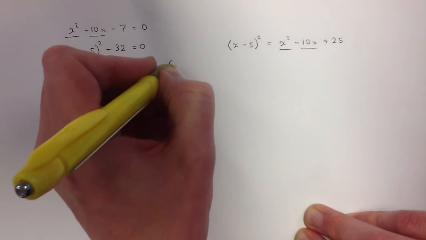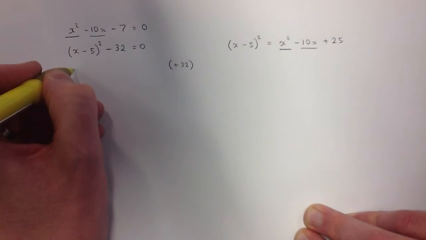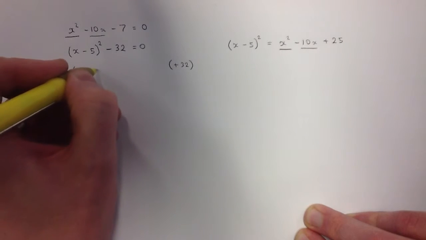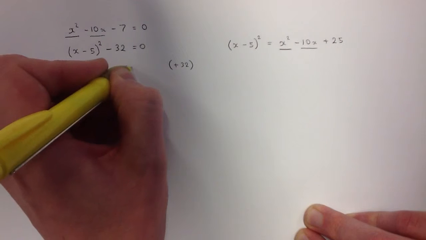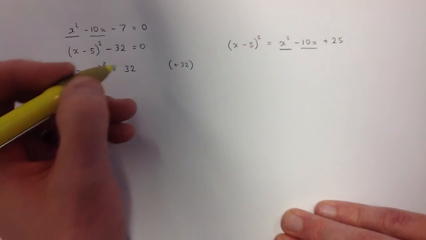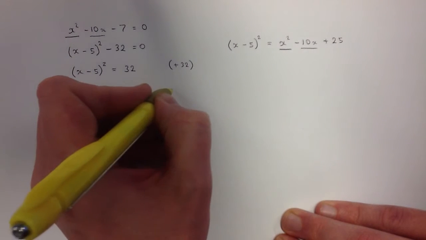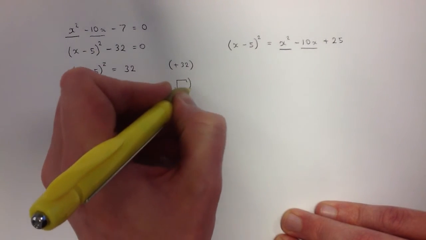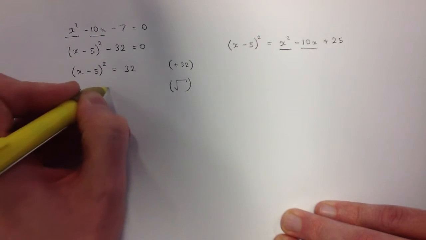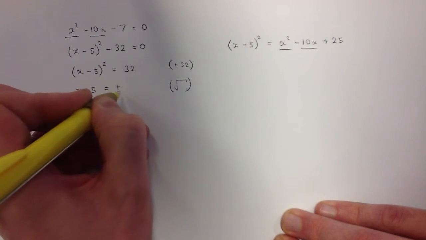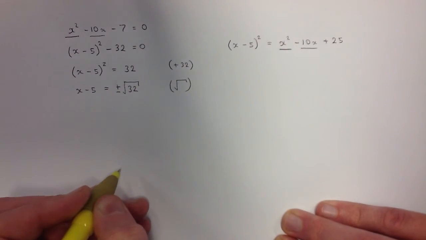So if we add 32 to both sides, we get (x - 5) squared equals 32. Taking it one step further, this is squared, so we're going to square root both sides. So we get x minus 5 equals plus or minus the square root of 32.